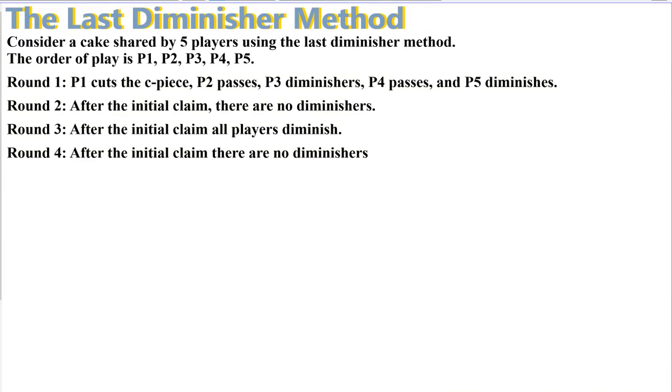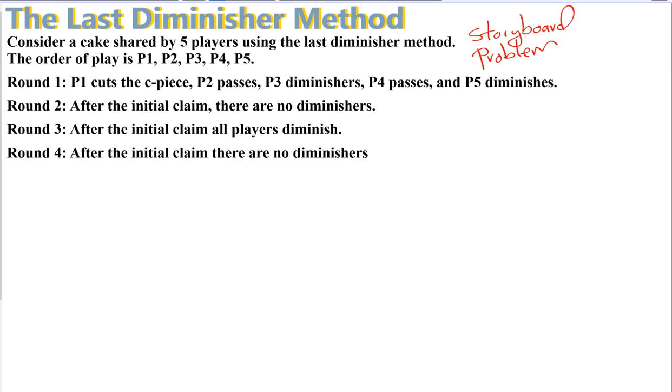So here's an alternative type problem for last diminisher method type negotiations, and I like to refer to this as a storyboard problem. I call it that because you're going to read through it and determine which players acquired each piece in each round just by reading the events that transpired. So let's read the problem.